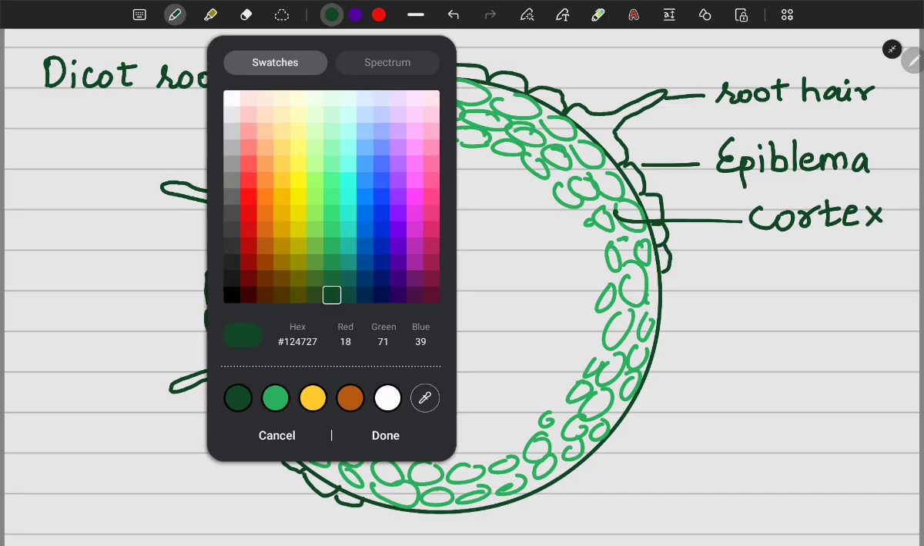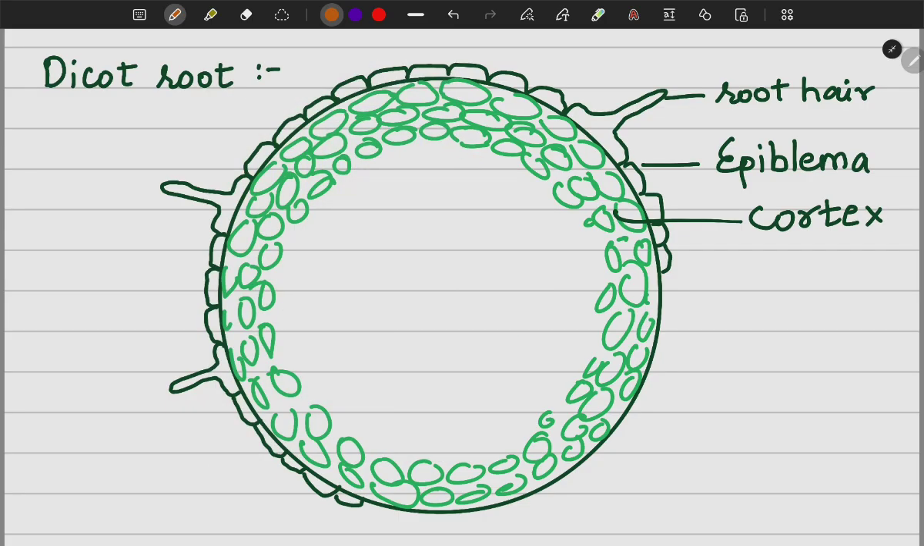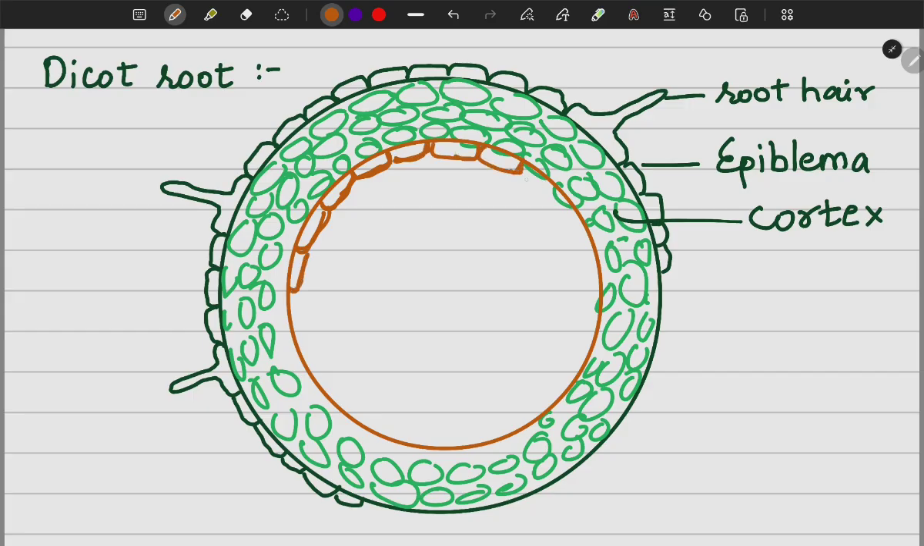Now below the cortex, the innermost layer of the cortex is called endodermis. So this forms the endodermis, which is the innermost layer of the cortex, and it is single layered and made up of barrel shaped cells. Endodermis is single layered and is made of barrel shaped cells which are closely packed like this.